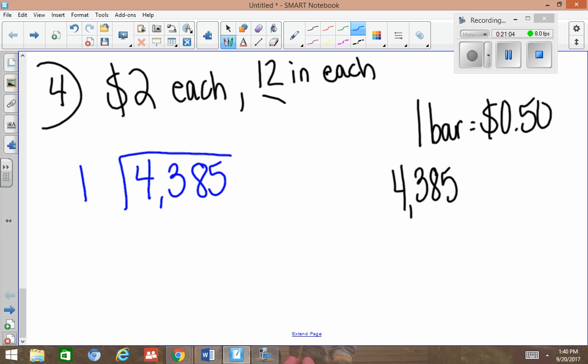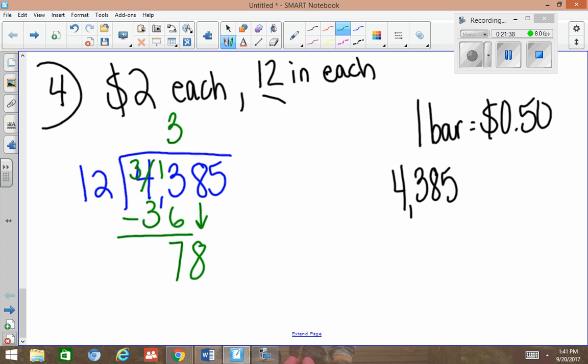You could get it 3 times. 12, 24, 36. You're right, because 4 would be 48. Good job, Jackson. So 3, and that's 36. So let's subtract that correctly. Good job. So borrow, and now put down your 8. How many times does 12 go into 78?